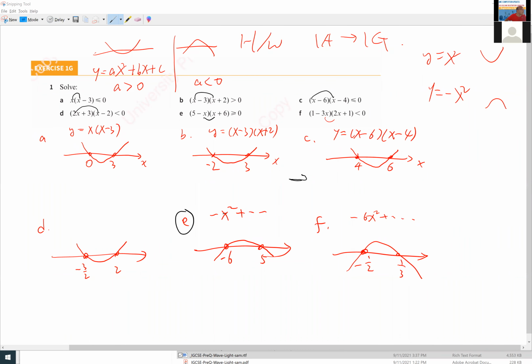Hey, after we sketch the graph, how do we solve all the inequalities? For question A, which part do we need? The part above the x-axis or below the x-axis? Selena, above or below? Because here, less than zero.